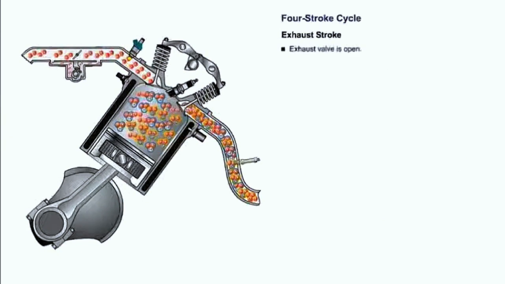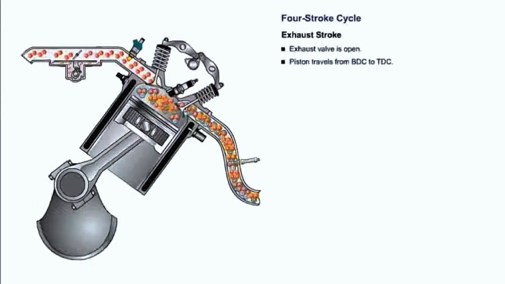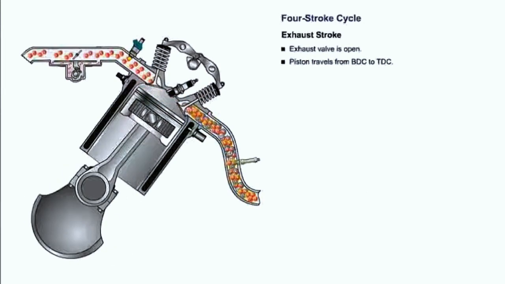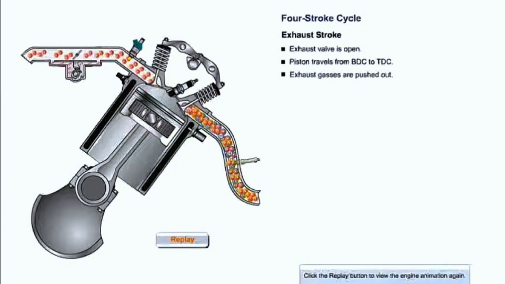On the exhaust stroke, the exhaust valve is open and the piston moves from bottom dead center to top dead center, pushing the exhaust gases out through the exhaust valve and into the exhaust manifold.